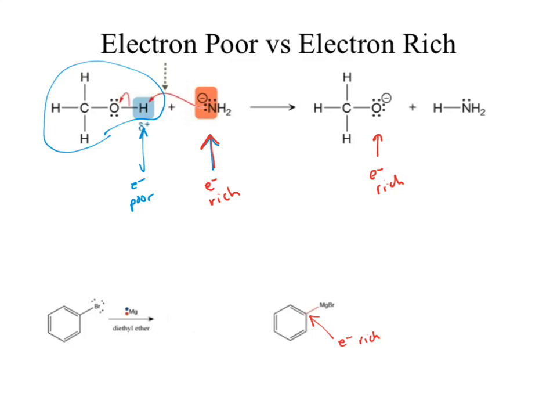What about our starting materials? Where's our electron rich site? There's a hint. It's our magnesium that is electron rich. Why did you guys not say the magnesium being electron rich? Just curious. I think I heard someone say it.